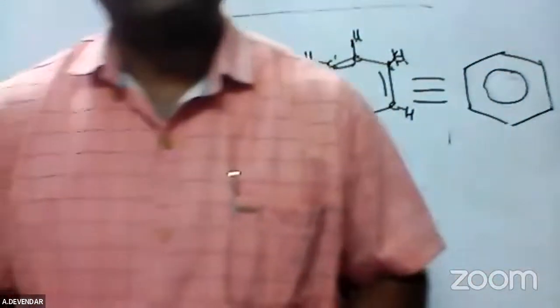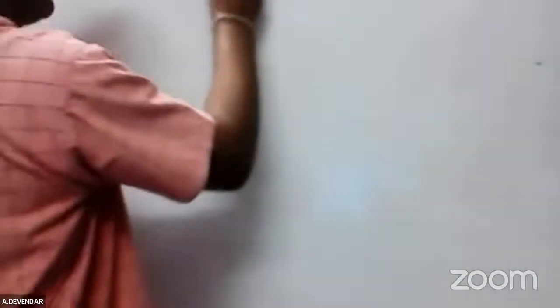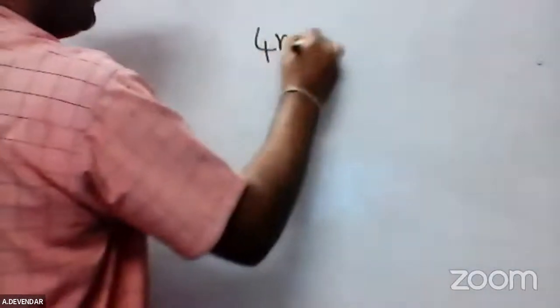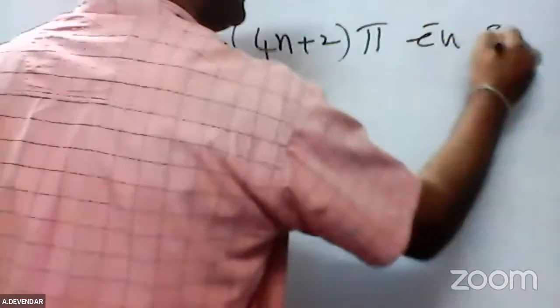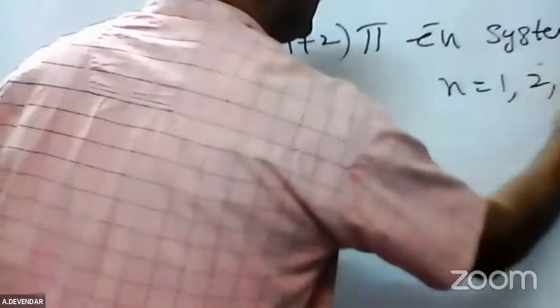Next is Hückel's rule. What is Hückel's rule? A 4n plus 2 pi electron system is called Hückel's rule. If any compound obeys Hückel's rule, it is called an aromatic hydrocarbon. This is also an example for your examination purpose. Hückel's rule is nothing but a 4n plus 2 pi electron system. What is n? n is equal to 1, 2, 3, an integer.